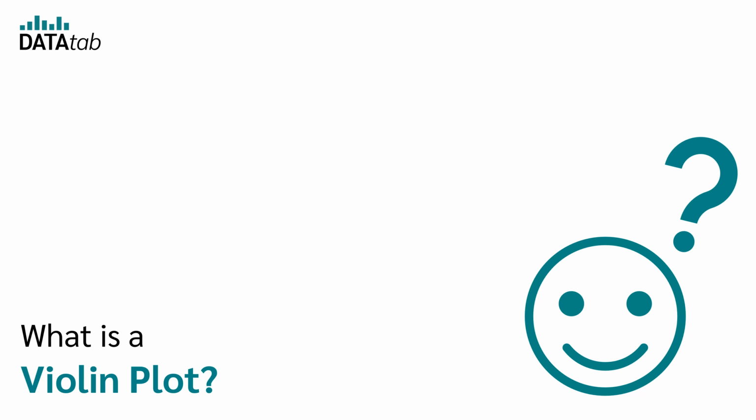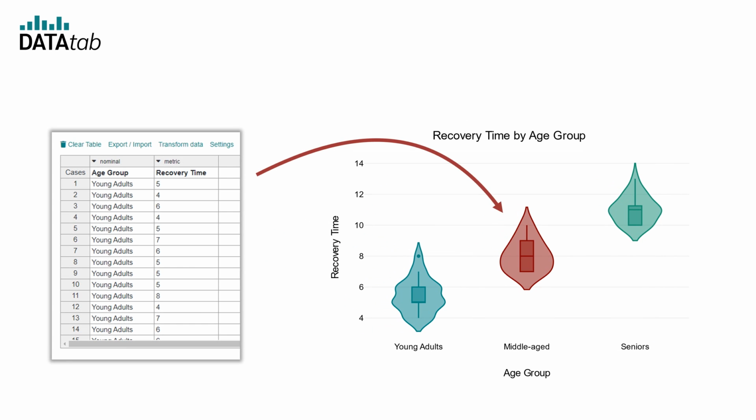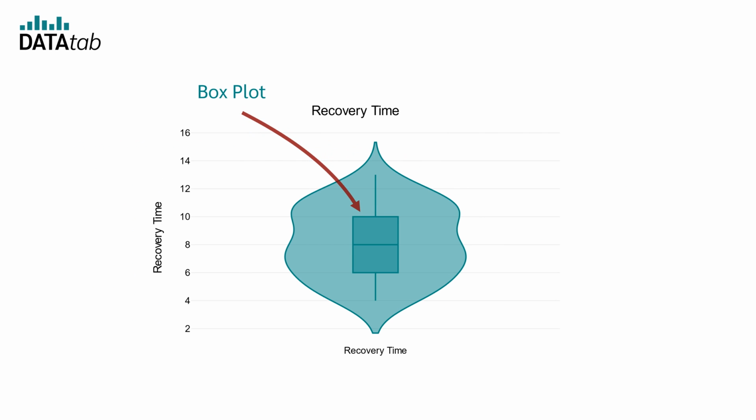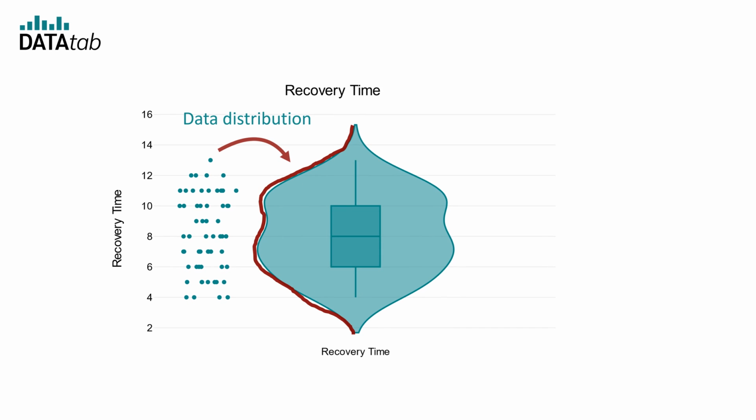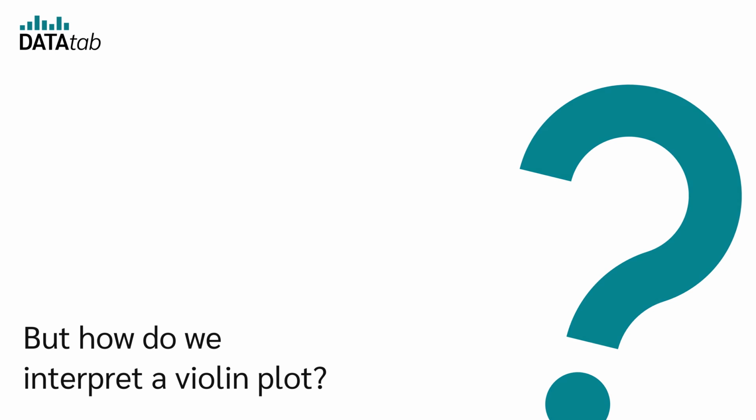What is a violin plot? A violin plot is a method of plotting numeric data and can be understood as the combination of a box plot and a kernel density plot. It provides a visualization of data distribution. But how do we interpret a violin plot?